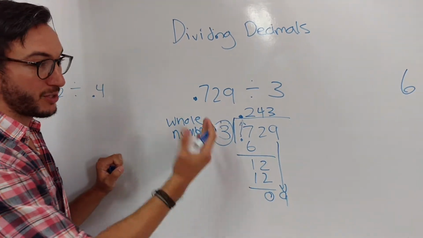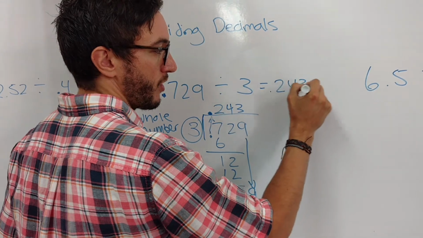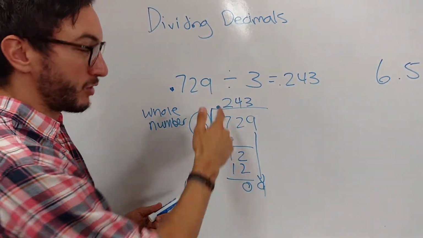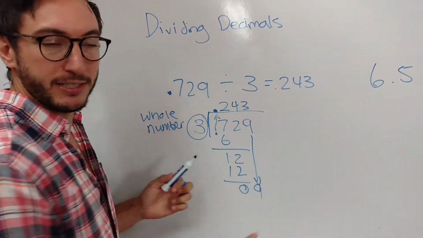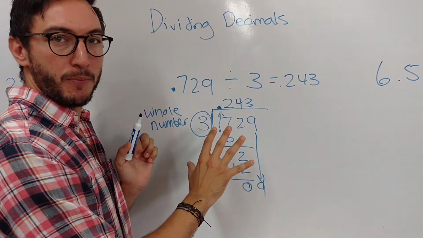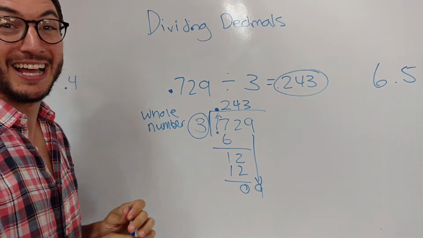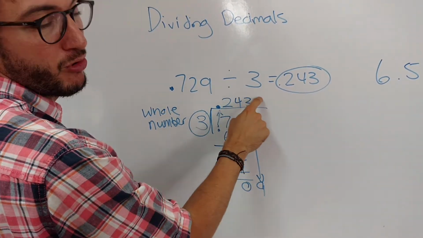So my answer for this one very simply is 0.243. Some people get confused. Do I have to move the decimal back somewhere? No. The answer you get is the answer for the problem. So my answer, again, 0.243. That's when you're dividing by a whole number.